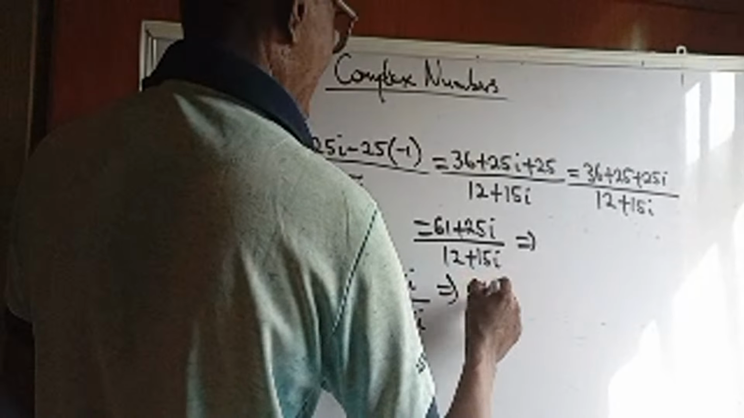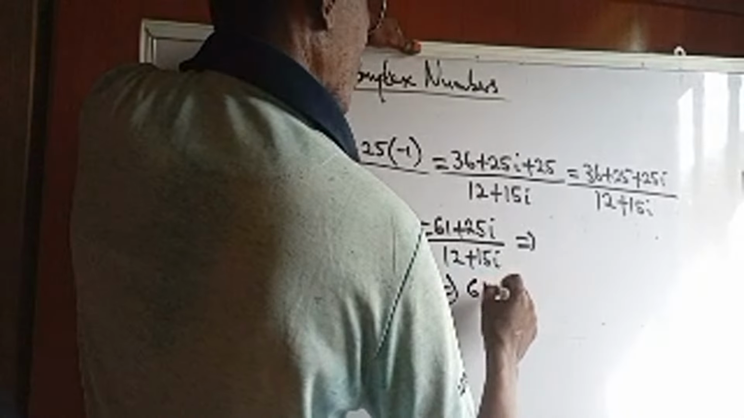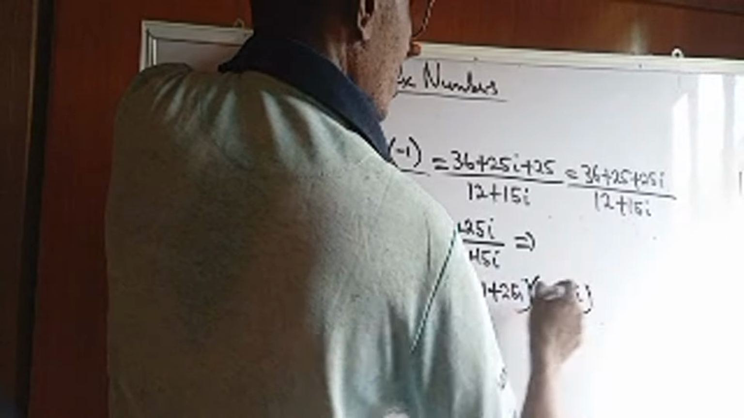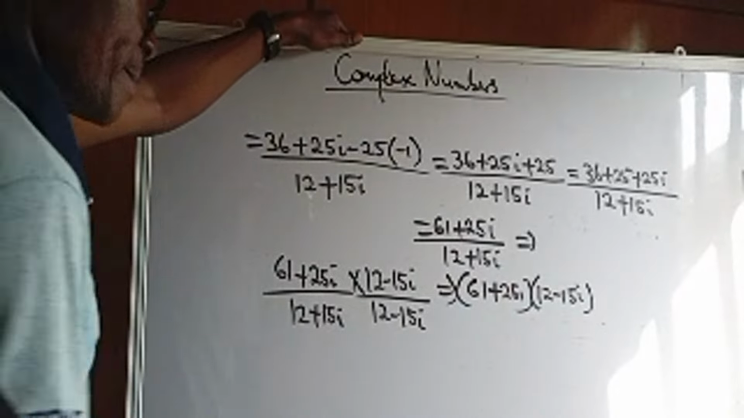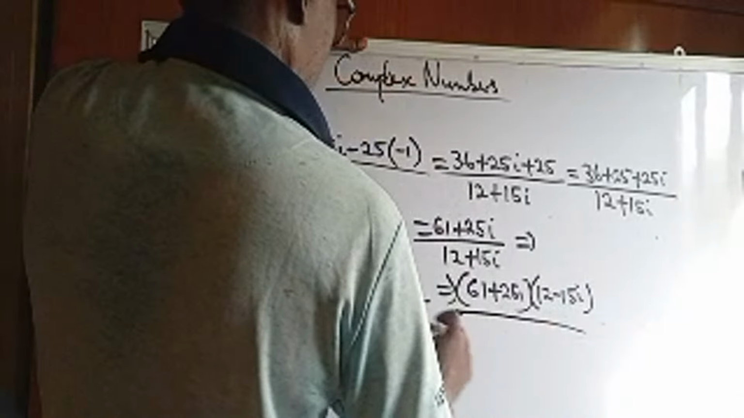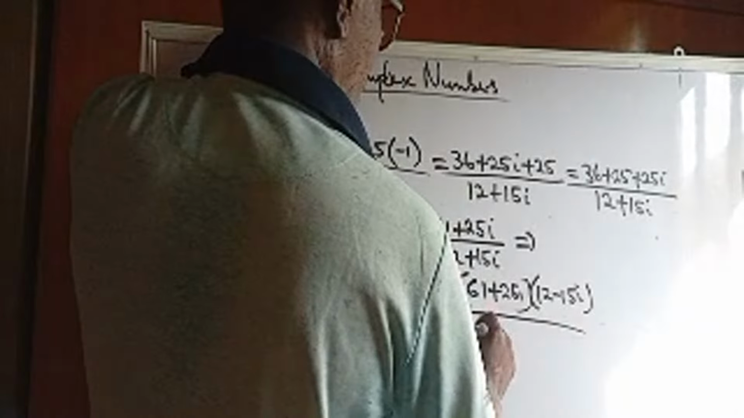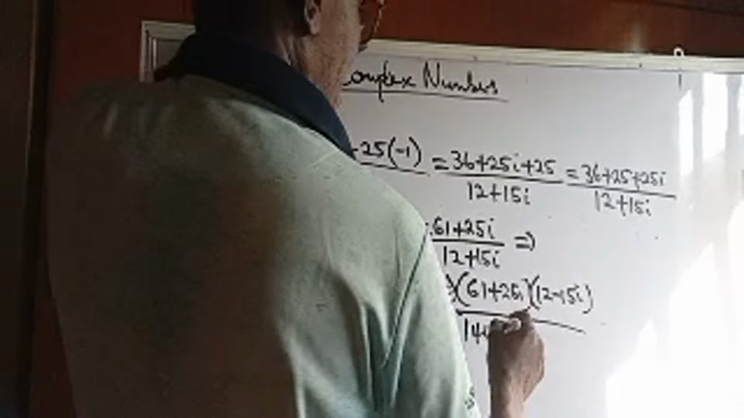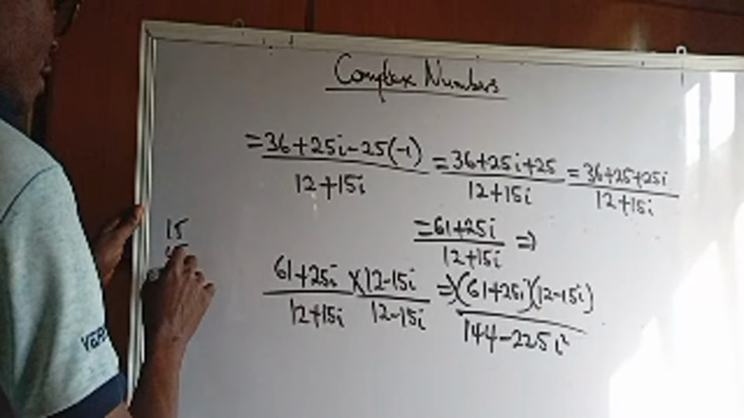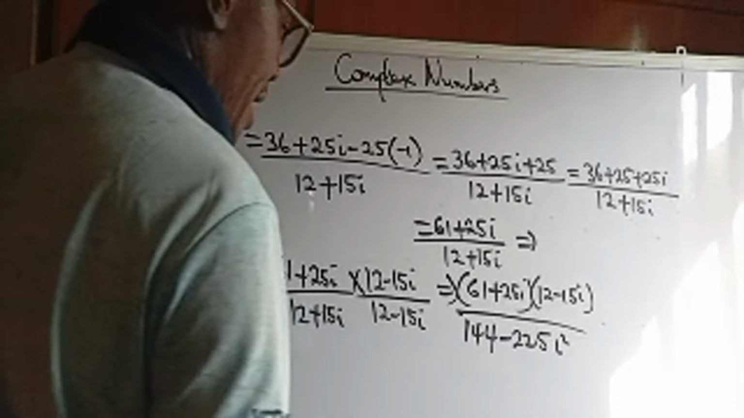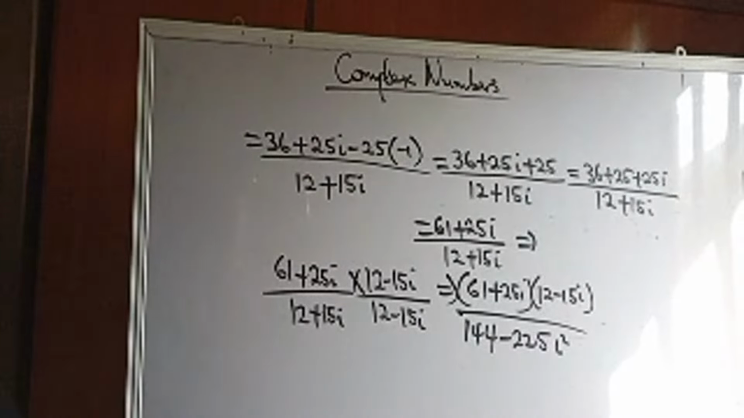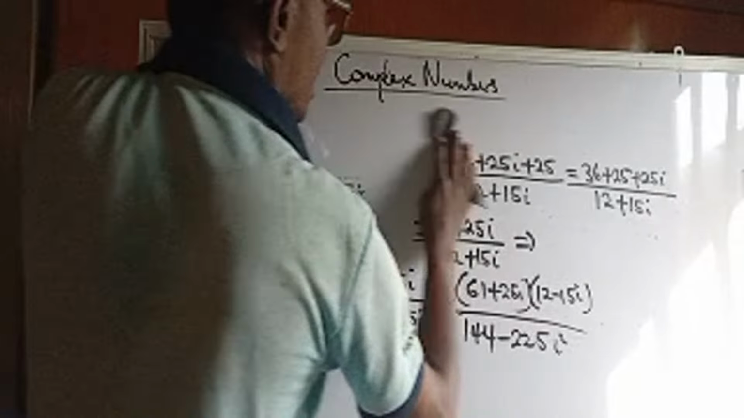So we have what? 61 plus 25i into bracket 12 minus 15i, good. All over, without wasting our time, 12 times 12 is 144, good. Then plus 15 times minus 15, that's minus 225 i squared. I hope that is correct. Yes, 225 i squared. So now what next? You have to simplify. That numerator must be simplified. So let me clean this so that you see clearly.